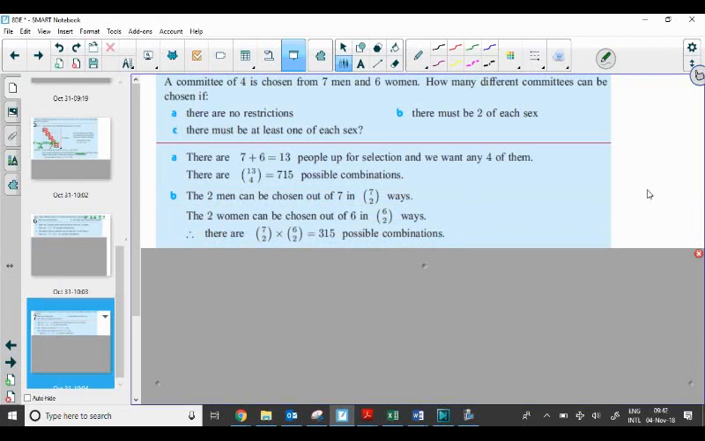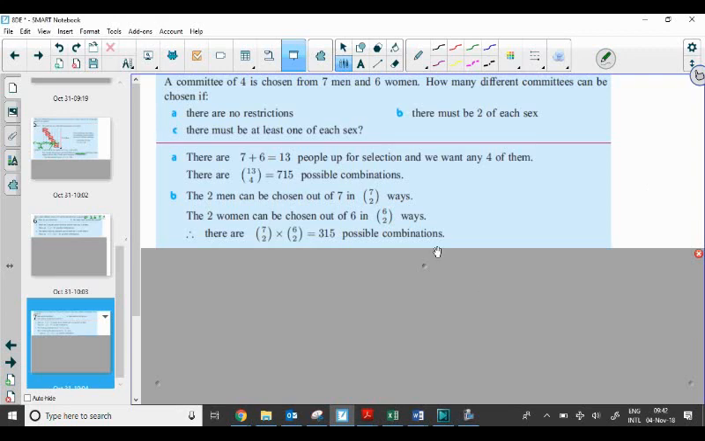And letter C, there needs to be at least 1 of each sex. So 2 ways to do this. First, we could consider the scenario in which there are 3 men and 1 woman, and then add to that the scenario in which there are 2 men and 2 women, and then add to that the scenario in which there's 1 man and 3 women.